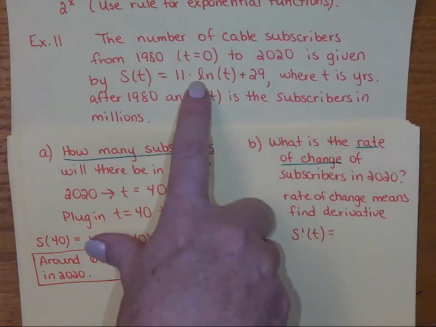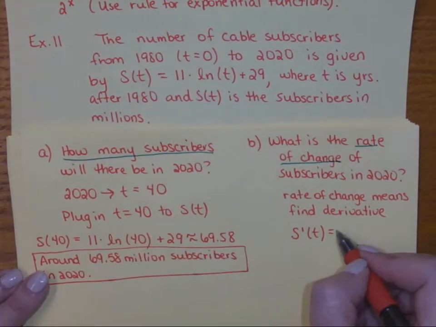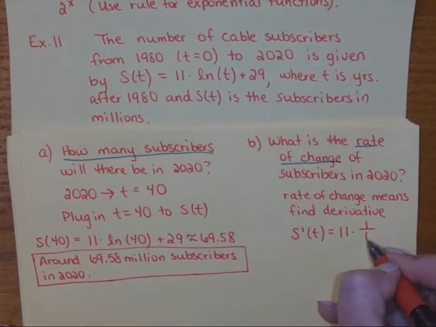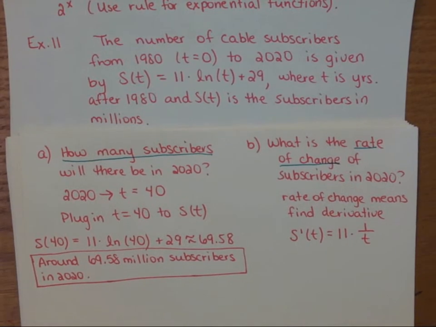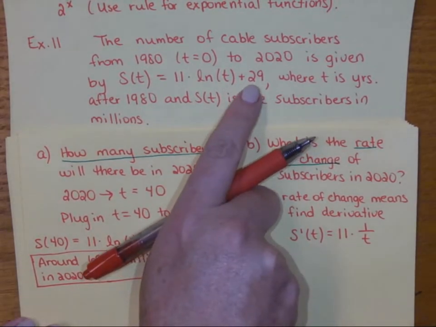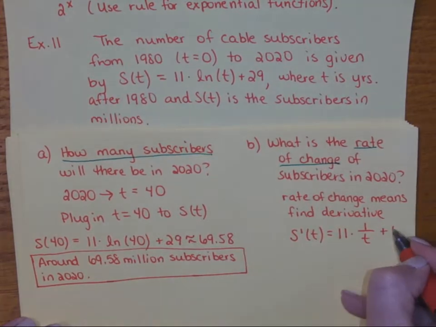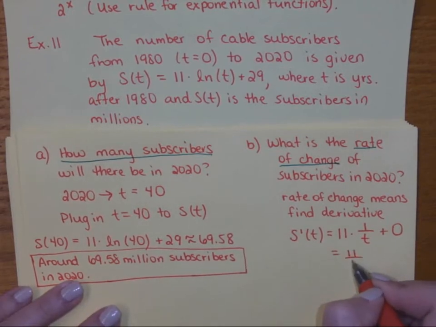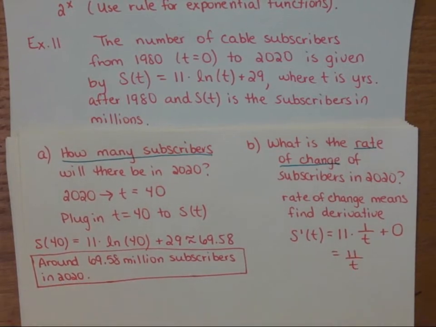So go back up here, right? If I take the derivative, the 11 is going to pull down, because that's a constant we're multiplying. The derivative of ln of T is just 1 over T, just like it would be 1 over x if we were using x. And then remember the derivative of a constant's just 0. So written a little nicer, it's just simply 11 over t.